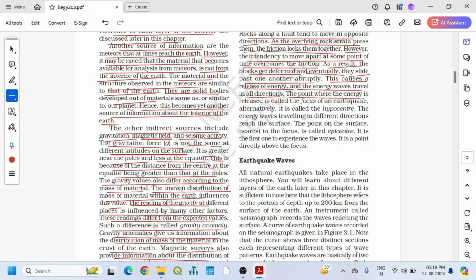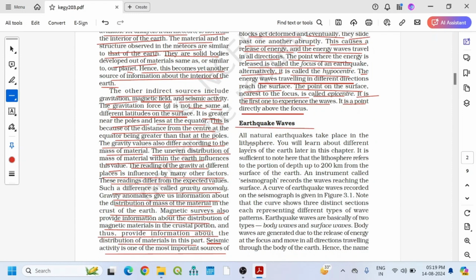The point where the energy is released is called the focus of an earthquake. Alternatively, it is called the hypocenter. The energy waves traveling in different directions reach the surface. The point on the surface nearest to the focus is called the epicenter. It is the first one to experience the waves. It is a point directly above the focus.